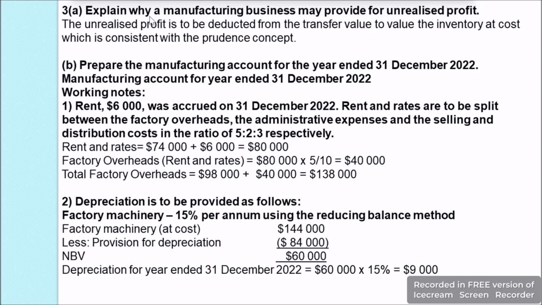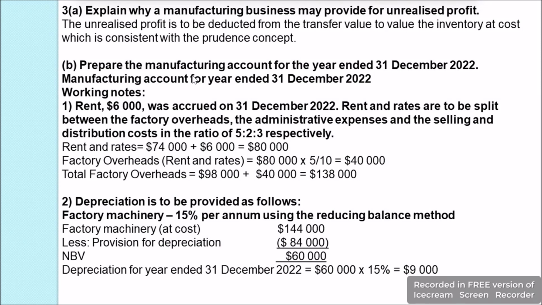In the A bit of the question, we are asked to explain why a manufacturing business may provide for unrealized profit. Unrealized profit is the profit which has not yet been realized or earned yet. So based on the prudence concept, we should not record the profit unless it is realized. Hence we take the unrealized profit and deduct it from the transfer value, and hence we value the inventory at cost, not at the transfer price.